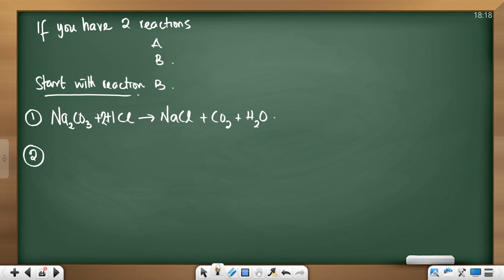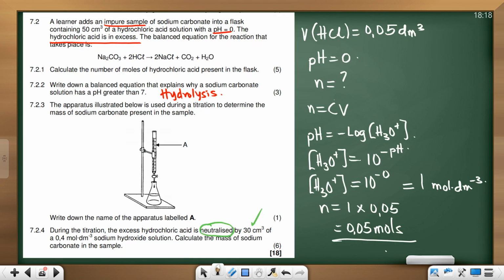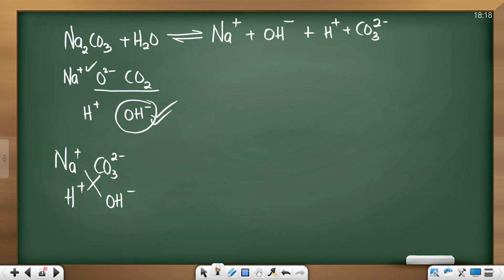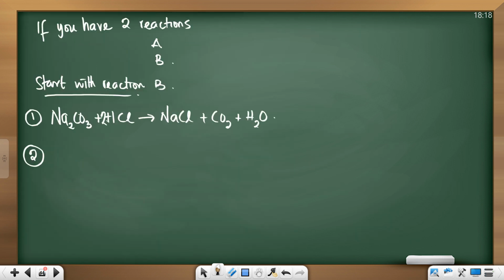Now, our second reaction, look at our second reaction. Our second reaction was the reaction between hydrochloric acid and sodium hydroxide. They expect you to know that. That's why they didn't give you sodium hydroxide and hydrochloric acid. That will give us salt and water again.